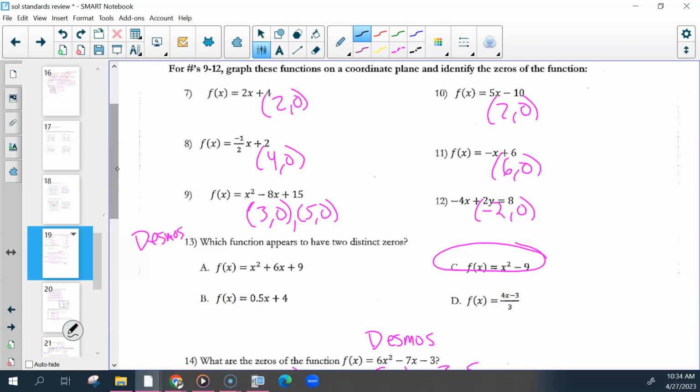9 had (2, 0), (8, 0), and (5, 0). 12 was (-2, 0). We're going to talk more about this, like 2 distinct zeros, next class, but if it crosses the x-axis twice, it would have 2. When you graph each of these, the only one that has 2 is C.